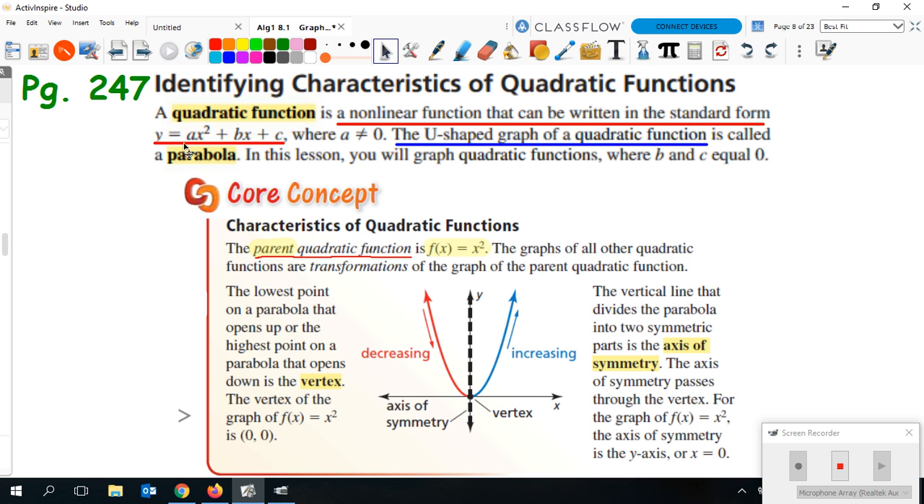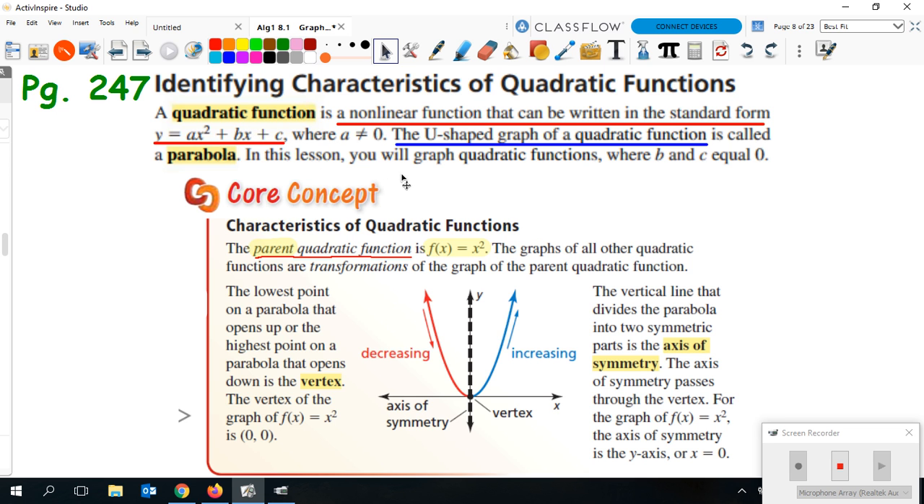So here's our standard form of a quadratic function: y equals, or you could use f of x, ax squared plus bx plus c. And like I said, we're just focusing on just this first part here, the ax squared part, and eventually we will add in the b and then we'll add in the c as well.